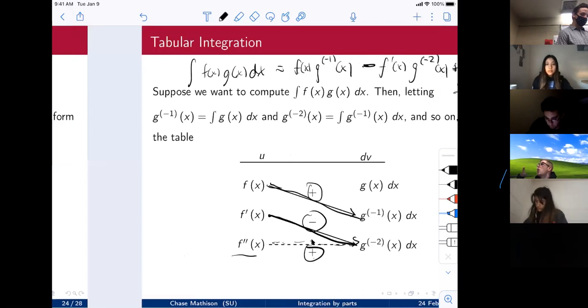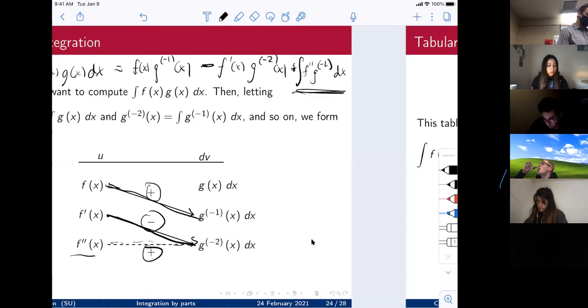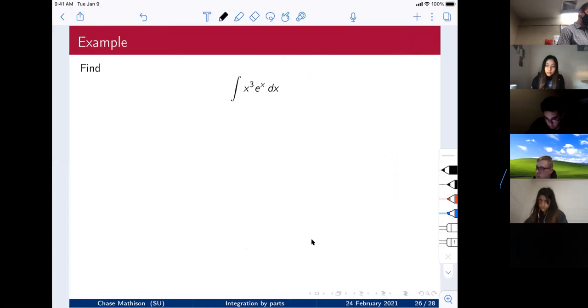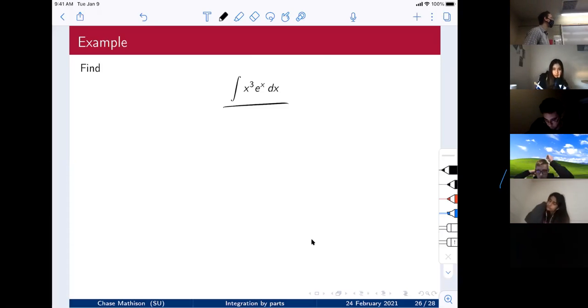So in this last example, I think I have an example here. Yeah, let's do it with this example. I think showing you how this is used in practice is the best way for you to see how to do this. So I want to integrate x cubed times e to the x. Now, there's no way around it. This is an integration by parts problem. But we can use tabular integration to shortcut some of the work.